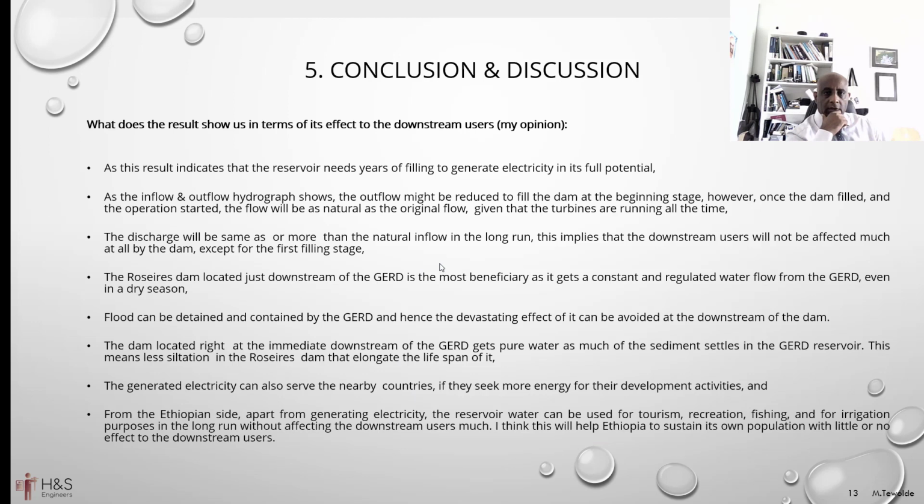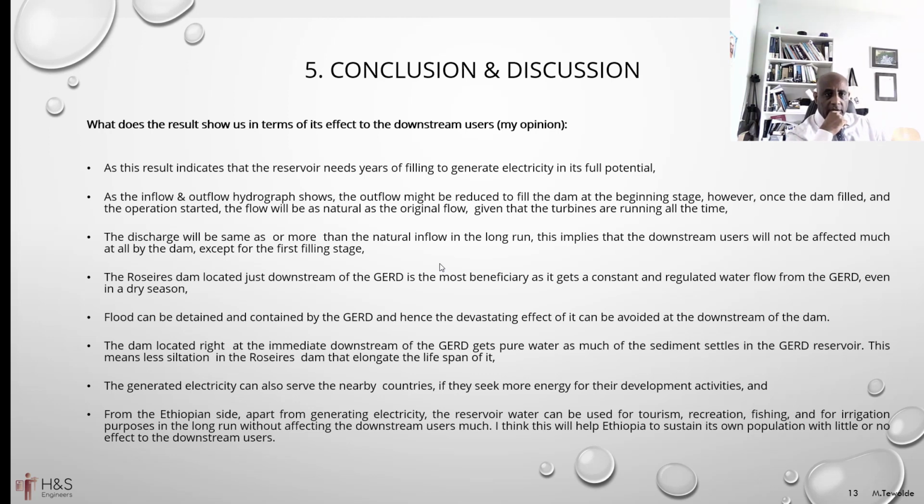That is the conclusion, the final leg of my discussion. The result, what does the result show? The result shows that the reservoir needs years of filling to generate its full potential.